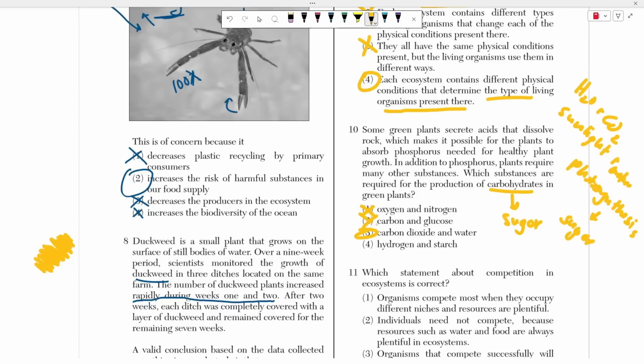Remember that carbohydrates are sugar. In order for a plant to produce sugar, it needs to undergo photosynthesis. And in order to undergo photosynthesis, you need to combine water with carbon dioxide, with sunlight, and it produces that sugar. That's pretty much, it's asking you what are the ingredients for sugar, right? Or what are the ingredients required in photosynthesis.